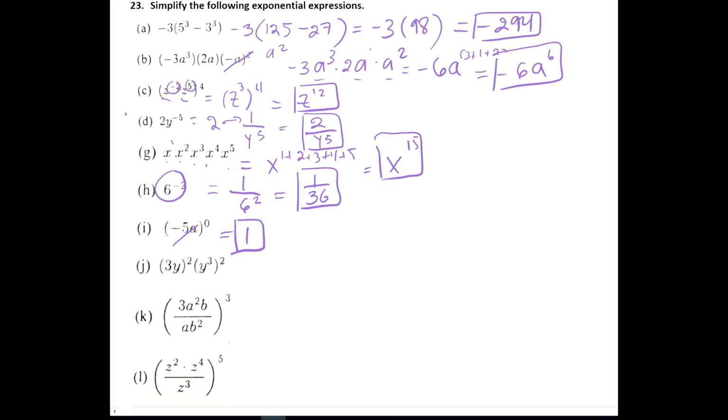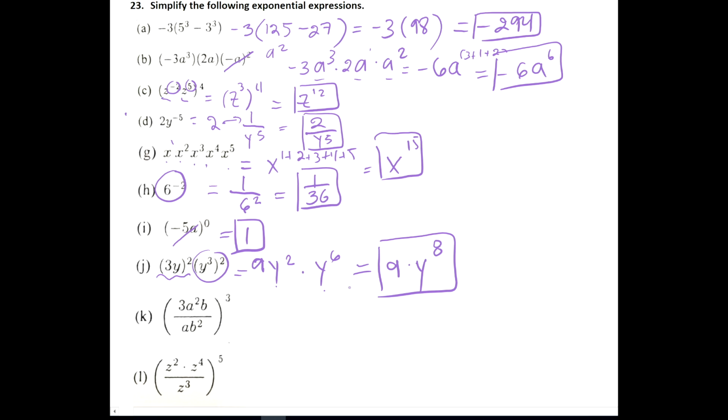Part J. Here I would focus on this term first, and then we'll move on to the next term. So 3y squared, it gives me 9y squared, times, now another property says that we can multiply the powers. We get y to the 3 times 2, which is 6, and then keep the 9 there. Another property says the bases are the same, so just add up the powers. So we get 9y to the 8, because 2 plus 6 is 8. Okay?